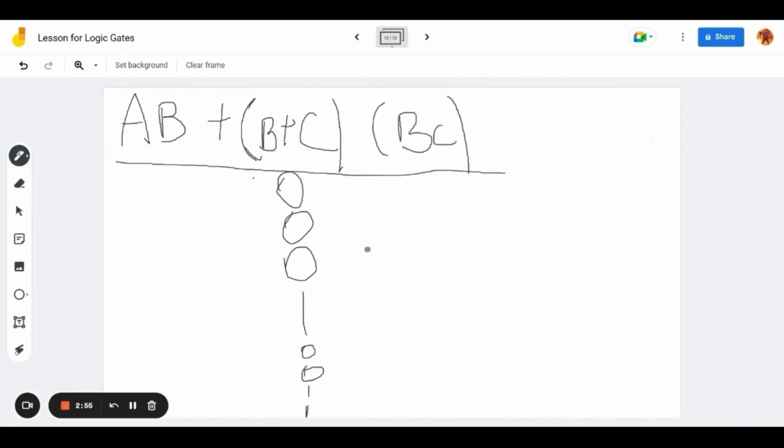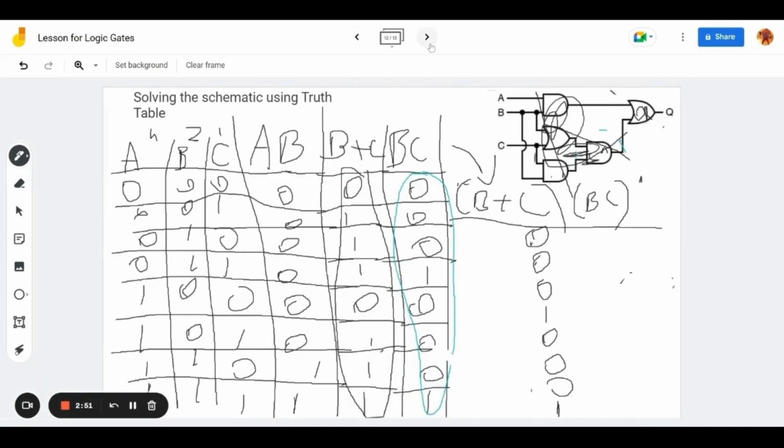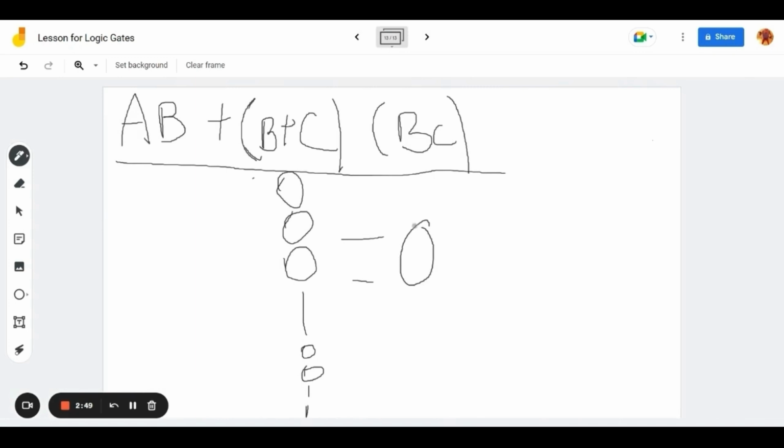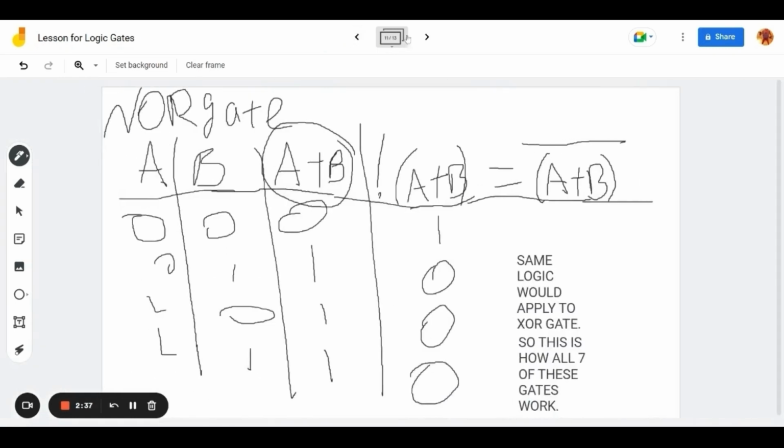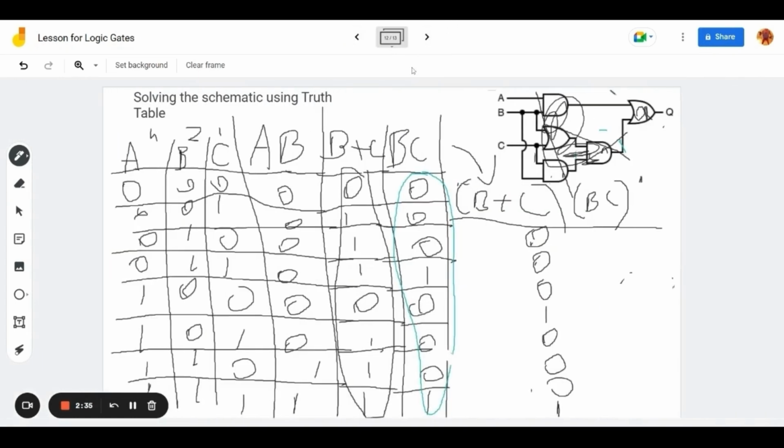And there you have it. Q, this equals Q. This value right here equals Q. And so there you have it. You're finished with the beginning of logic gates, how to use truth tables, and what the logic gates actually are.